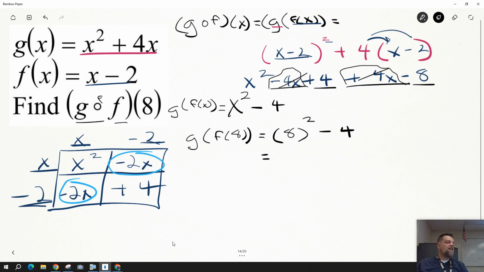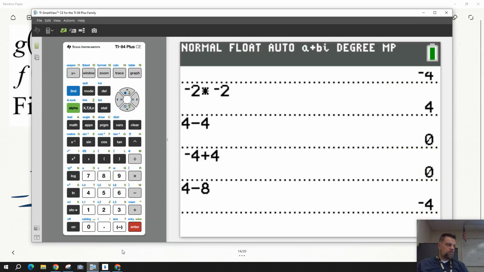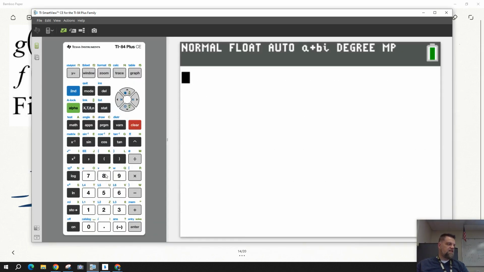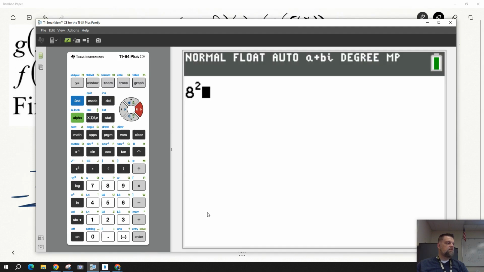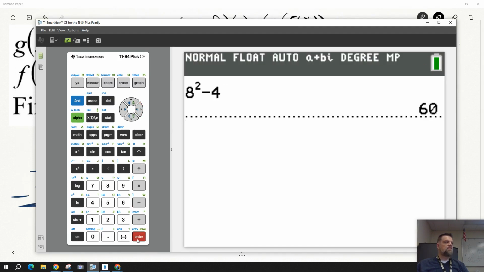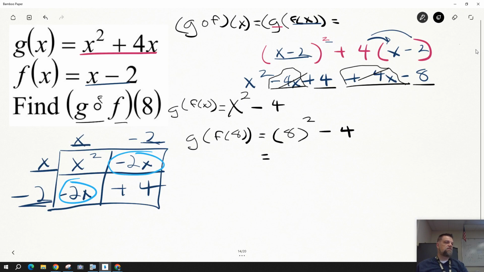So now I can do this in one swoop on my calculator. I'm going to say 8 squared minus 4. And yeah, I heard some of you guys mumbling, well, that's 64. What's 64 minus 4? It's 60. So yeah, we'll write that down. This is 64, right? Because 8 squared is 64. And then 64 minus 4 is just 60.